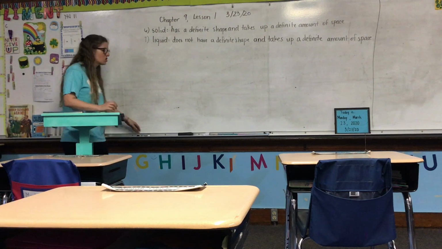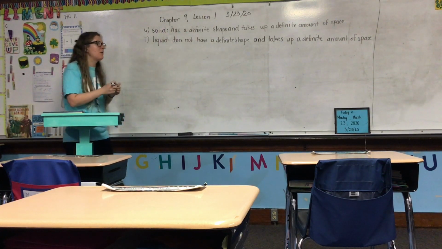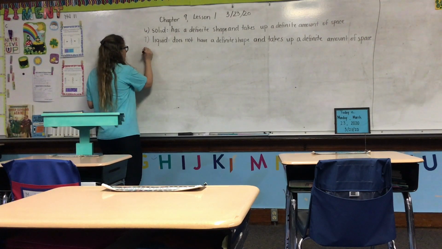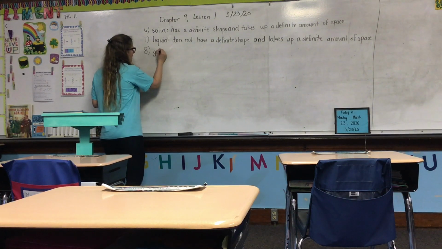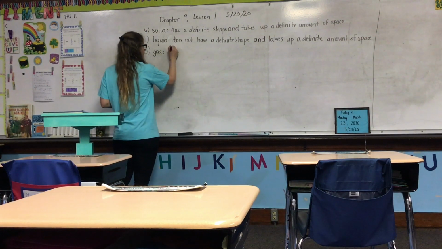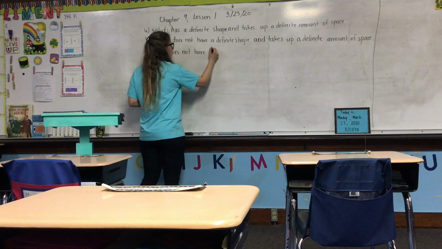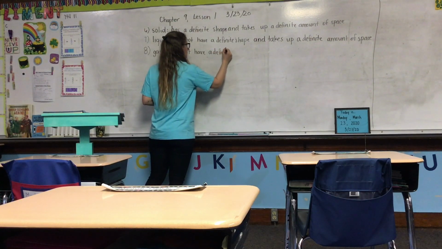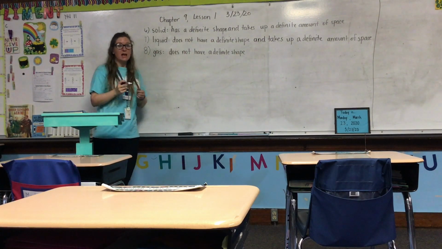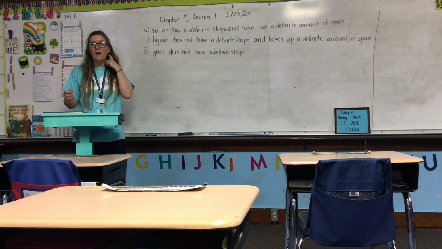So we can go ahead and start our definition, but we're not quite done yet because we want to set it up the same way we have this one so that we can see the similarities and the differences. So number 8 is gas. Gas does not have a definite shape. So like a liquid, it takes the shape of the container.